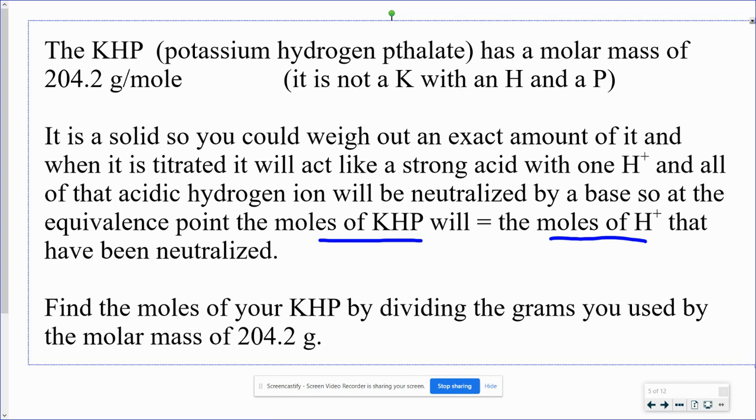So you can find the moles of your KHP by dividing the grams you used, and everybody used a different amount. It was like 0.4 something, 0.3 something, whatever. Divide that by the molar mass of the KHP, which is 204.2, and that's going to give you your moles of KHP, which then is equal to your moles of H+.